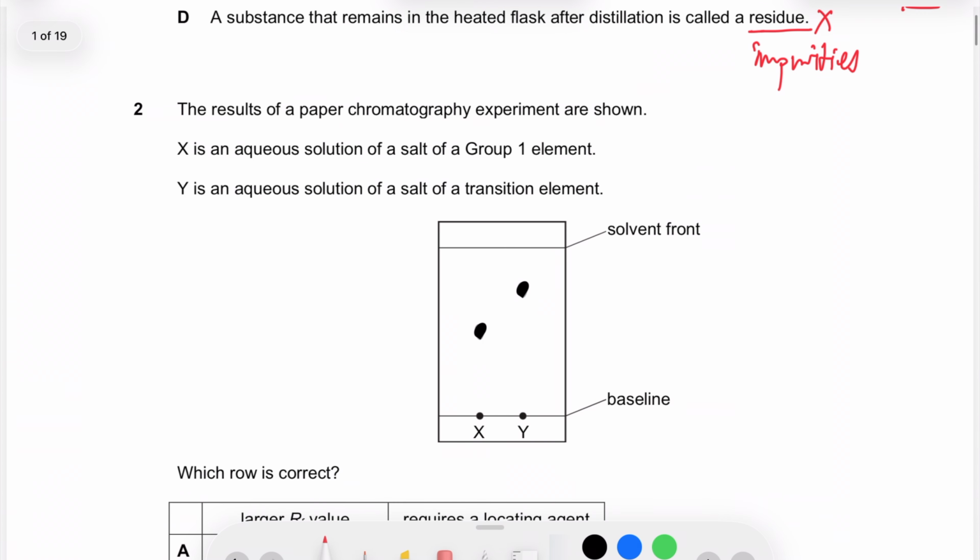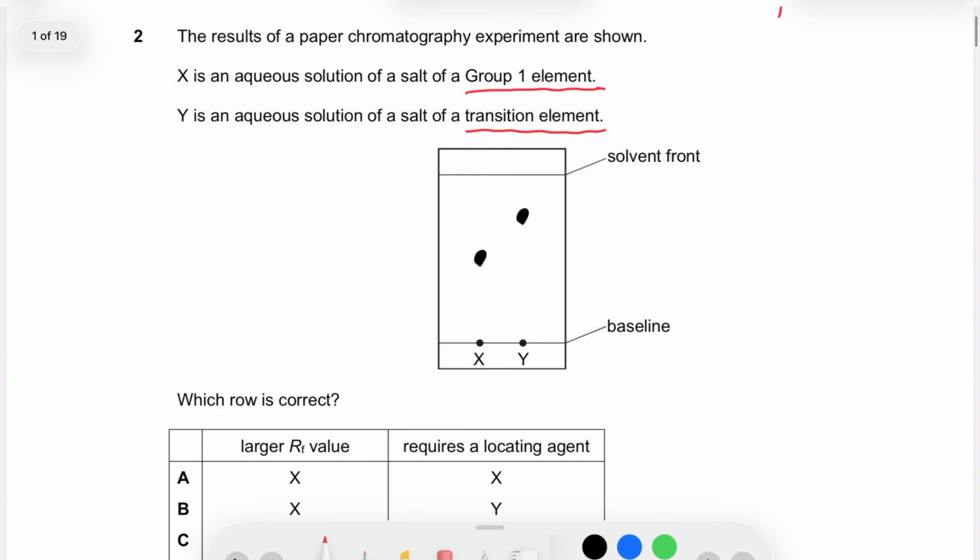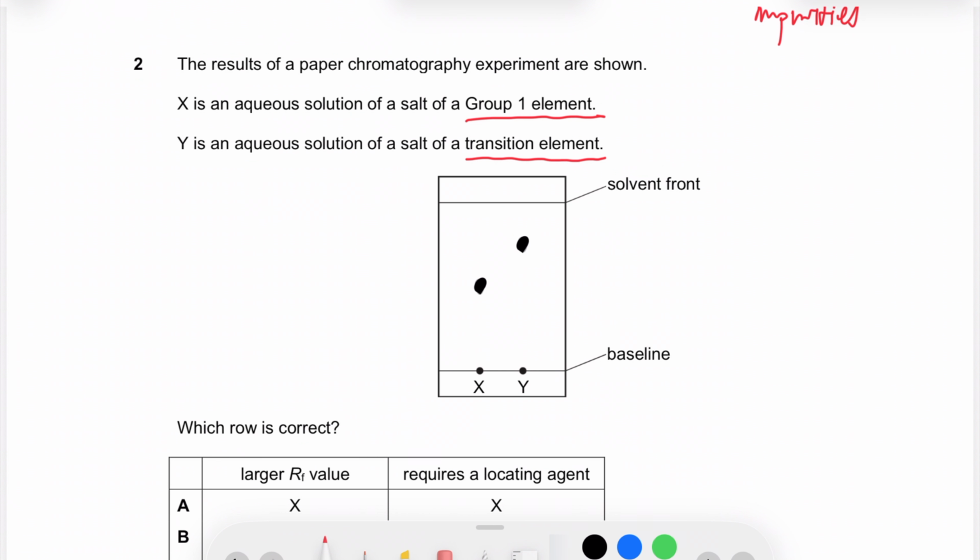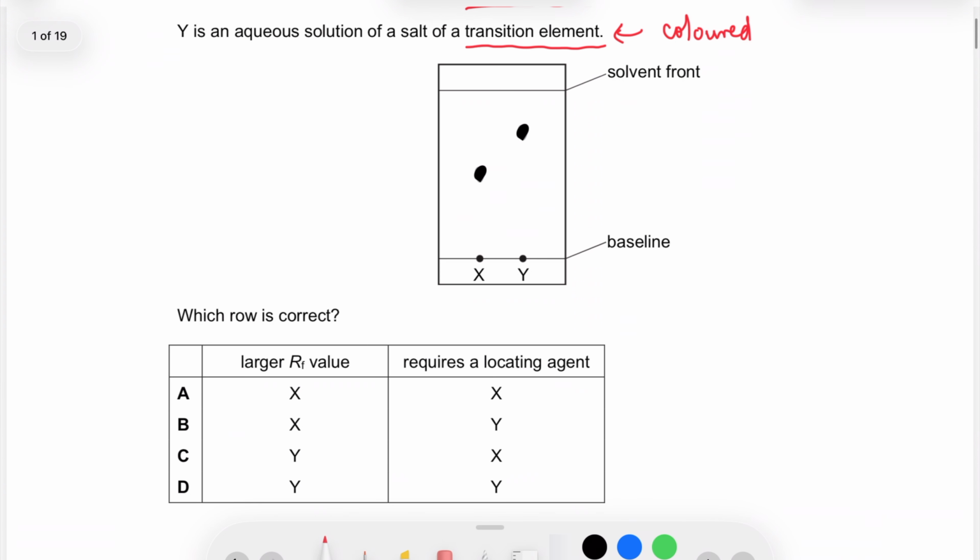Question 2. The result of a paper chromatography experiment is shown. X is an aqueous solution of a salt of a group 1 element, and Y is an aqueous solution of a salt of a transition element. The important thing is this one will be colorless, but this will be colored. So let's look at the options. Which of the following is correct?